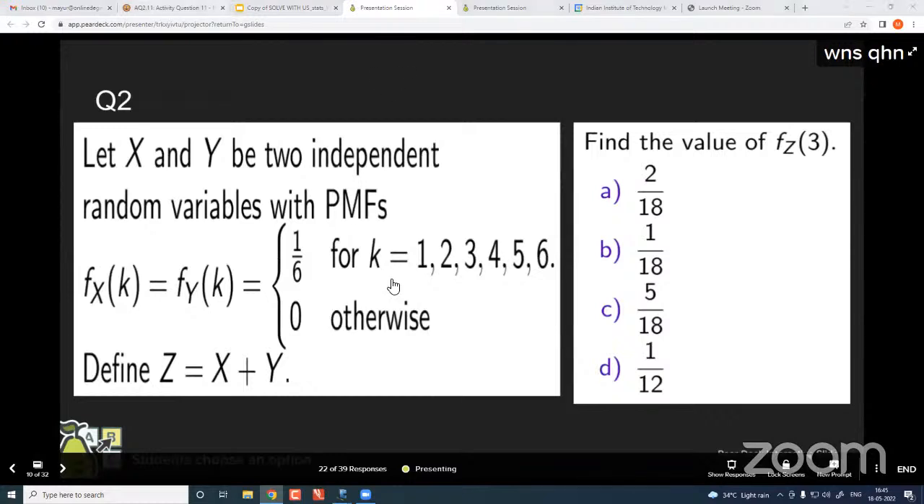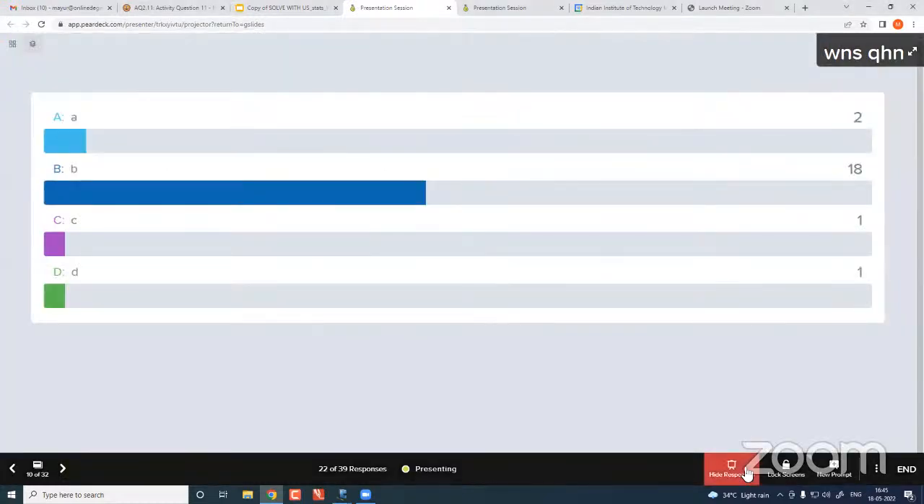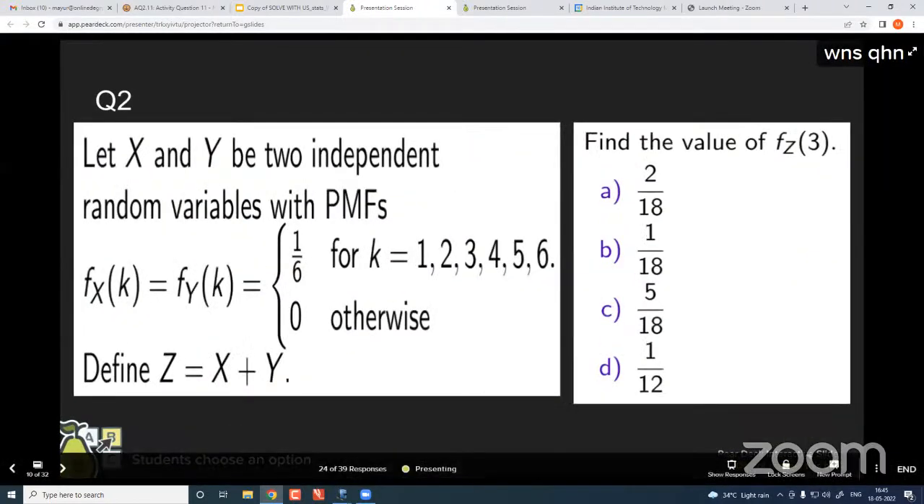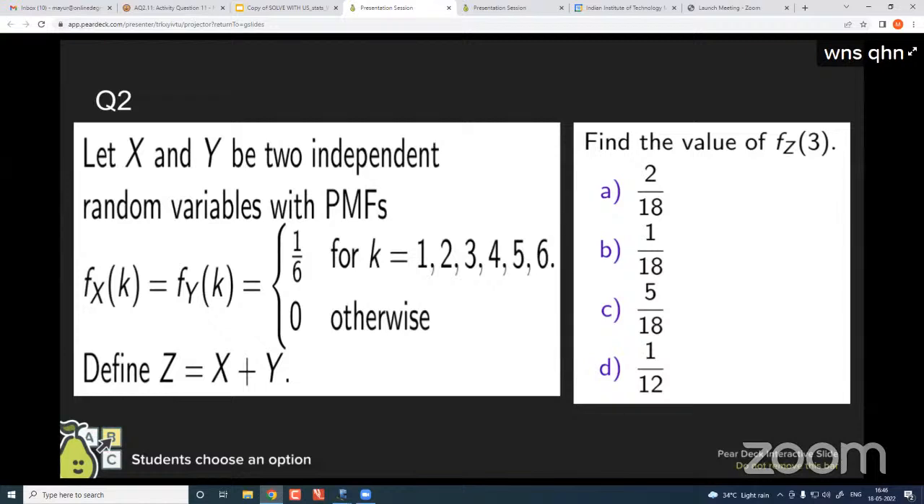Okay. 2 responses. Option A, 3 people. Option B, 18. Option C, 0. Option D, 1. Okay, fine. So shall we wait for 2 more minutes? You guys, you understand the problem, right?